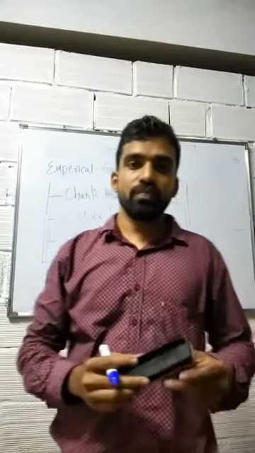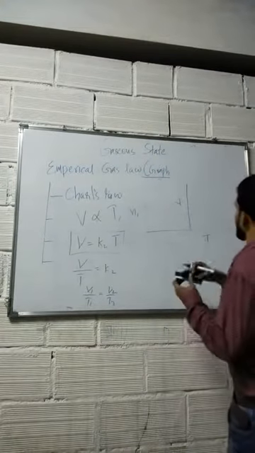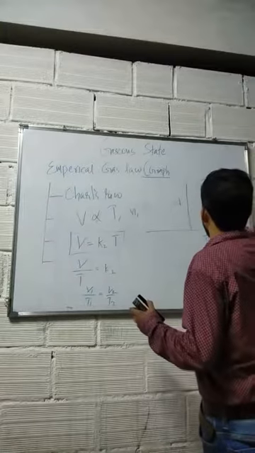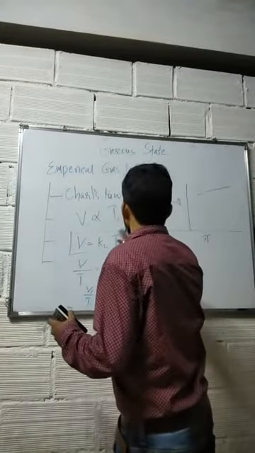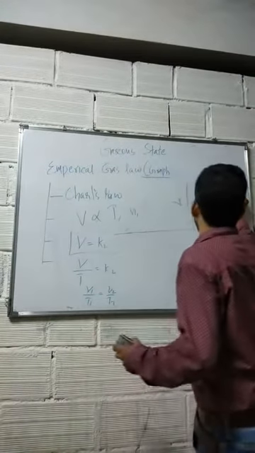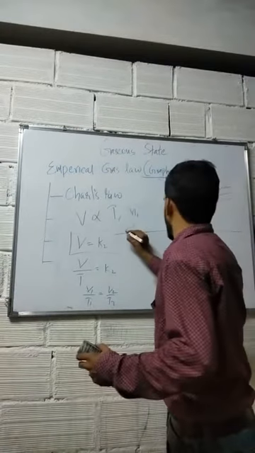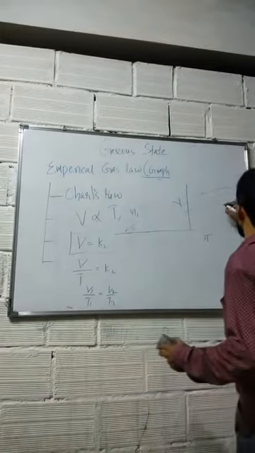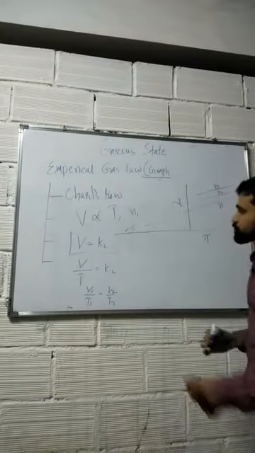So, the volume versus temperature graph. Here, what is interestingly found in the volume versus temperature graph? Suppose these are different experimental conditions, and these are P1, P2 and P3.